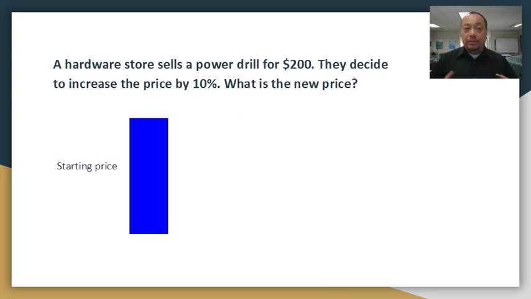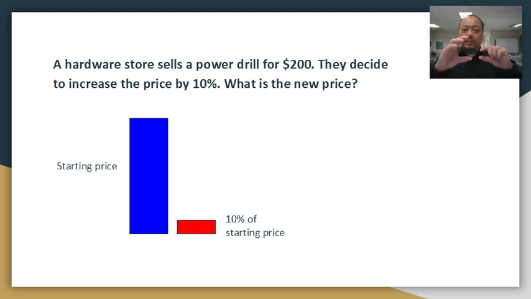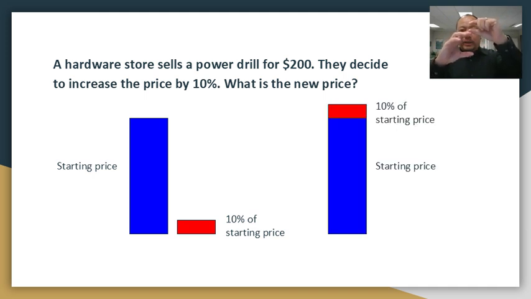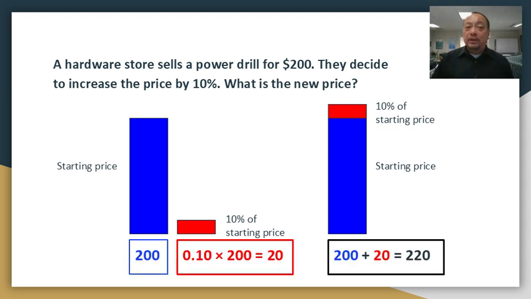Here we have a starting price of $200. Let's represent it by this blue bar that represents $200. We're adding 10% on top of it. The short red bar represents the 10%. How much will the new price be? Well, it'll be this total bar, right? Just stacking them up. Let's put in the numbers. The starting price was 200. The 10% of it is 20. The total of the two is 220. Answer, 220.